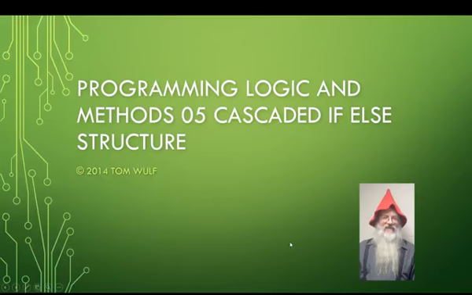Okay, so we've been exploring these conditional structures. We looked at a simple if, and then we looked at the if then else. And now we're going to look at a special kind of if where they're sort of chained together. So this is called the cascaded if structure.